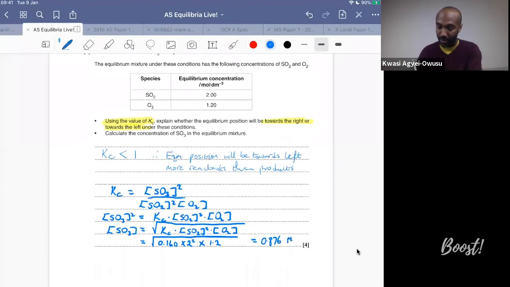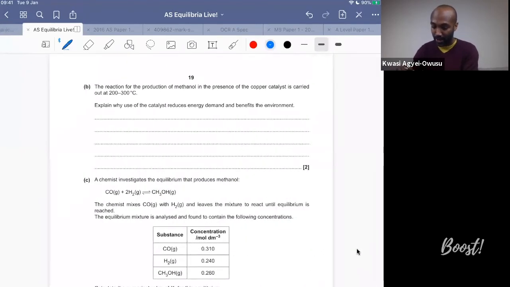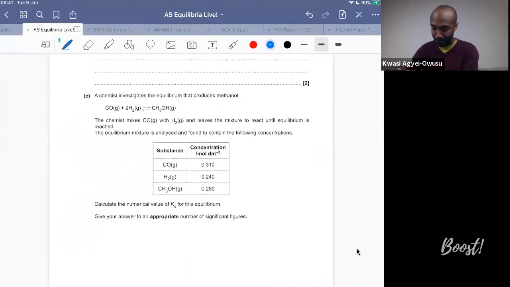moles per decimeter cubed. Okay, so that's a typical Kc calculation, except this time we weren't being asked to find Kc, but one of the concentration terms in our expression for Kc. Okay, let's have another look at another problem.